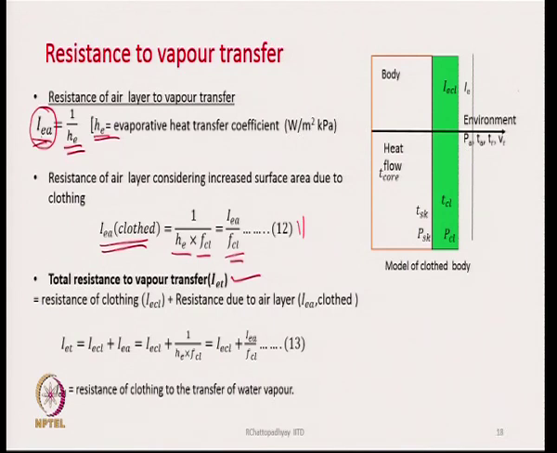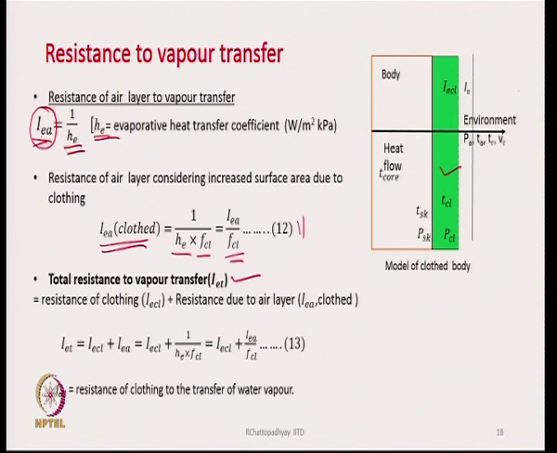Now there is a clothing material, as shown here by this green part of the diagram. So, this green rectangle is the layer of clothing which is there. It also gives some resistance to the transfer of moisture vapor. Like air can give some resistance to the transport of moisture vapor, similarly, clothing also will give some resistance.